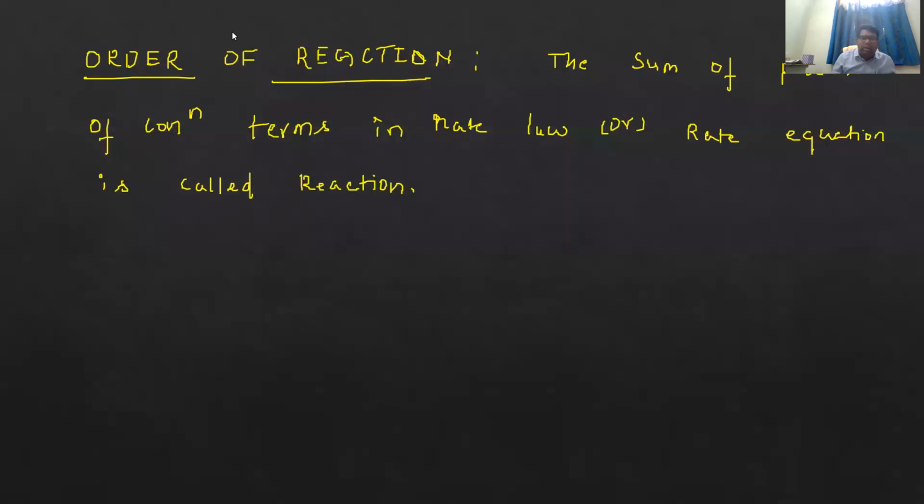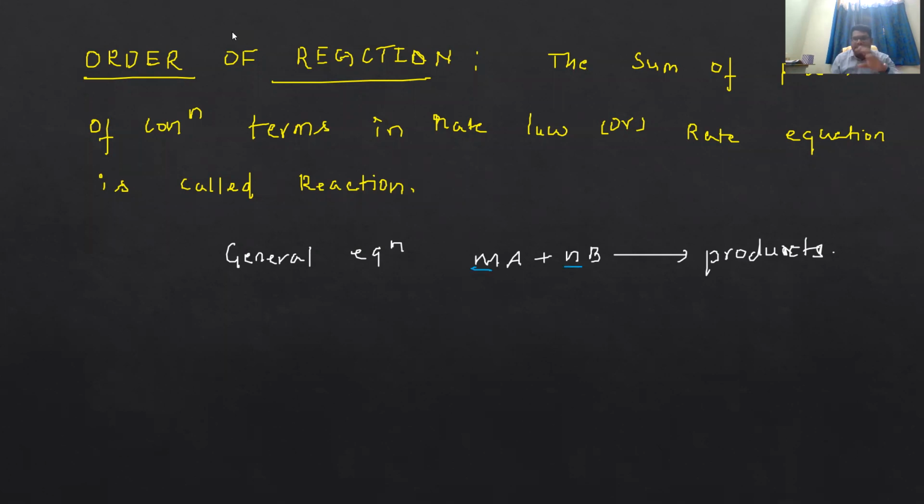Here, for example, I am taking one general equation. The general equation is mA plus nB gives rise to products. So this is one general chemical reaction. In this general reaction, already you know, m and n are the coefficients, or number of moles involved in the reaction. A and B are reactants.